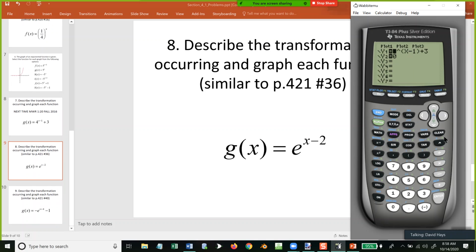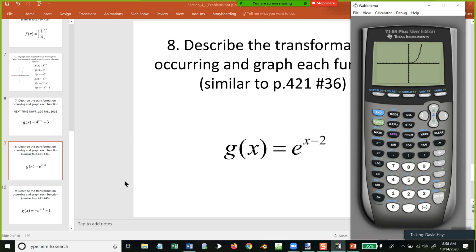E to the x minus 2. Second ln to get the e, and it puts a caret, puts a beginning parentheses. So all I have to put in is x minus 2, and then graph. Again, grows slow, flies out of sight. Every one of these is looking the same, aren't they?